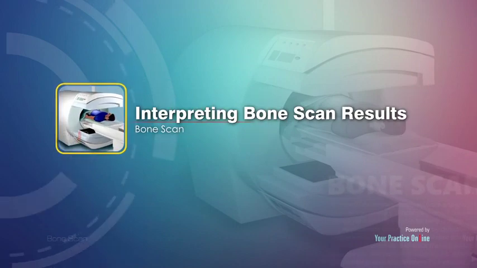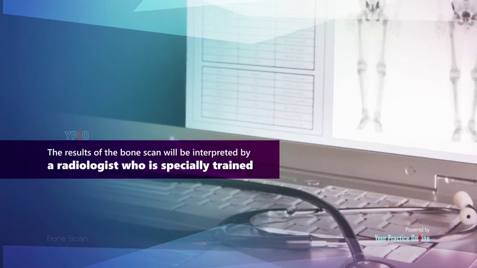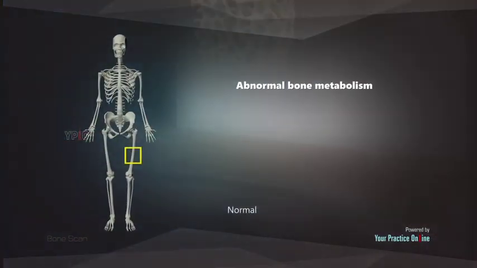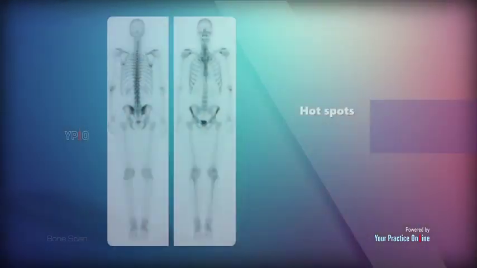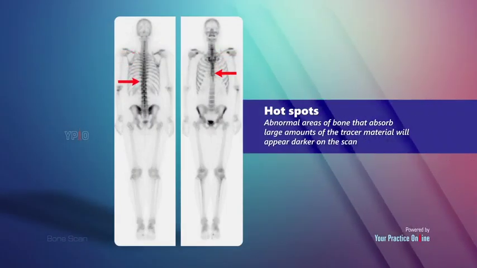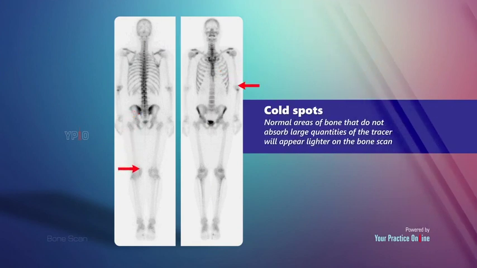Interpreting bone scan results. The results of the bone scan will be interpreted by a radiologist who is specially trained to look for signs of abnormal bone metabolism. Abnormal areas of bone that absorb large amounts of the tracer material will appear darker on the scan and are known as hotspots. Normal areas of bone that do not absorb large quantities of the tracer will appear lighter on the bone scan and are known as cold spots.